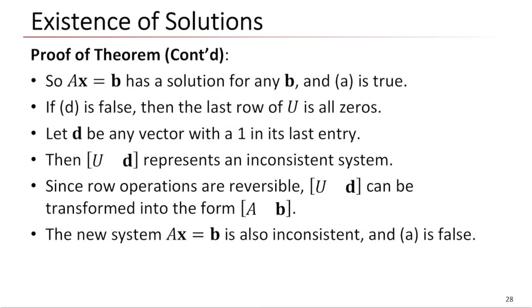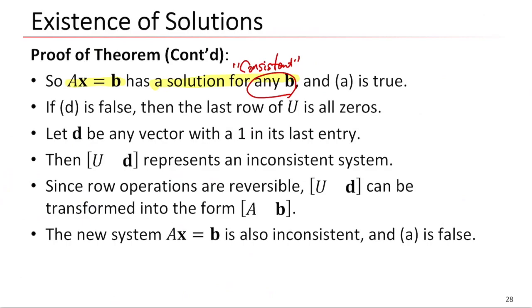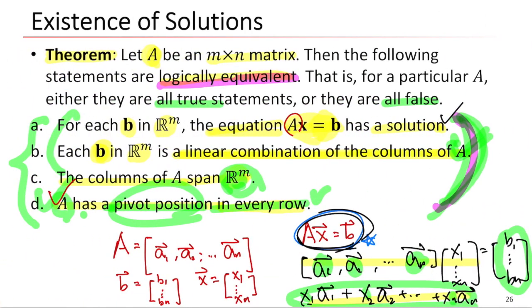So in this case, from the last lecture, we know Ax equals b has a solution, or is consistent, for any b. So it means that A is true.